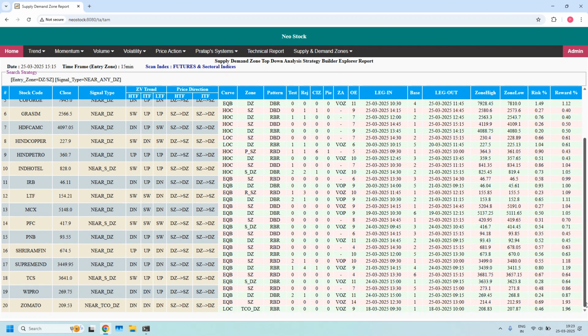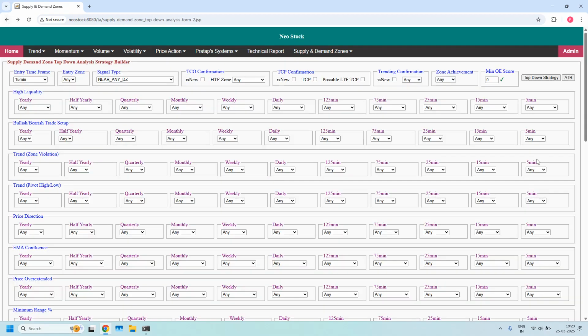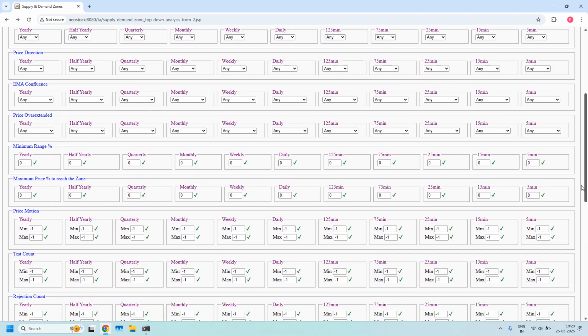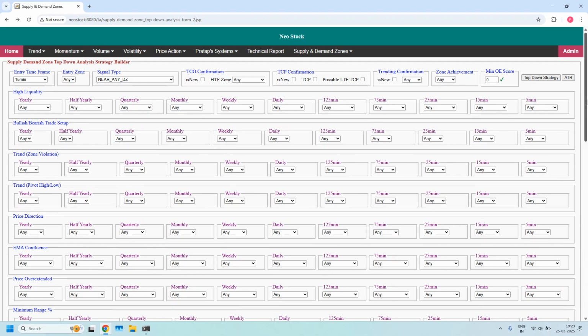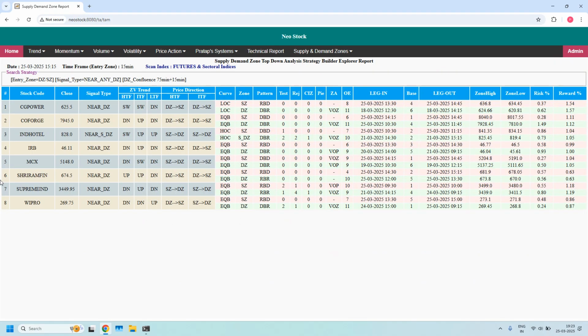Let us further filter this list based on 15 minutes demand zone having confluence with 75 minutes demand zone. So I am enabling the filter 15 minutes demand zone confluence with 75 minutes demand zone. With this filter, out of 20, we got 8 stocks. So all these 8 15 minutes demand zones are overlapped with 75 minutes demand zone.